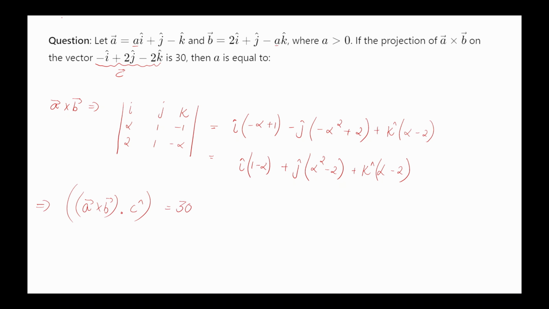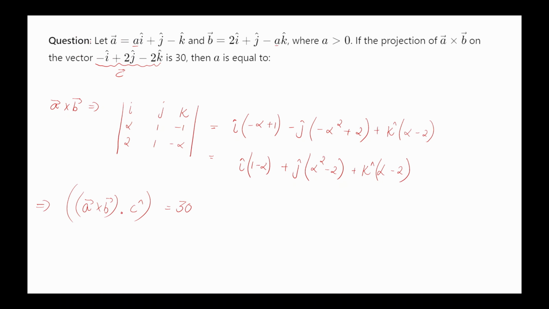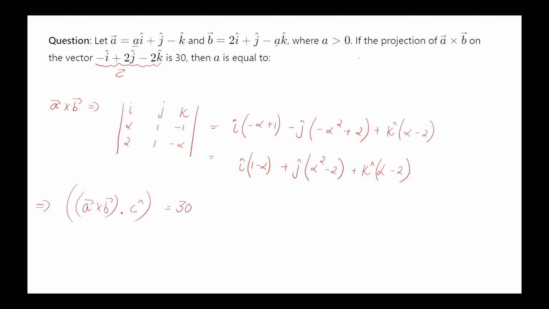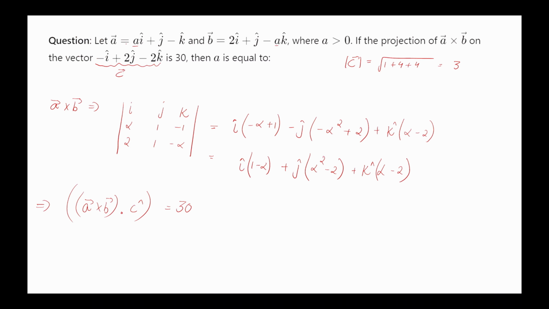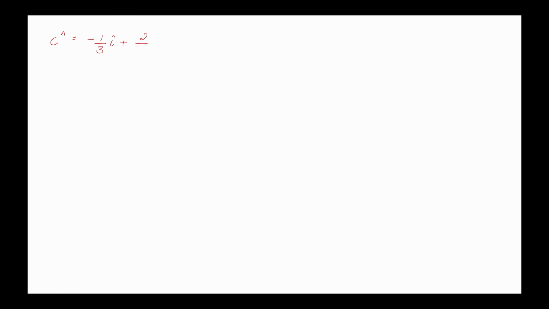So let us try to solve it. First, let us find out what our C cap vector is. It is going to be minus 1 by, if you look at modulus C vector, it is going to be root under 1 plus 4 plus 4, which makes it 3. So here I would have minus 1 by 3 i cap plus 2 by 3 j cap minus 2 by 3 k cap. So this is my C cap that I found out.